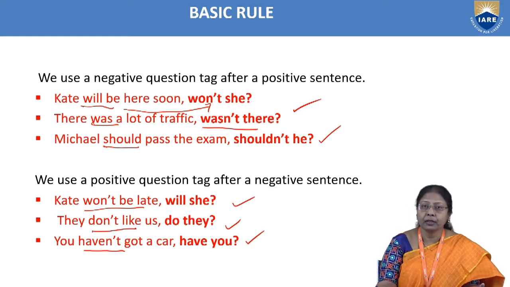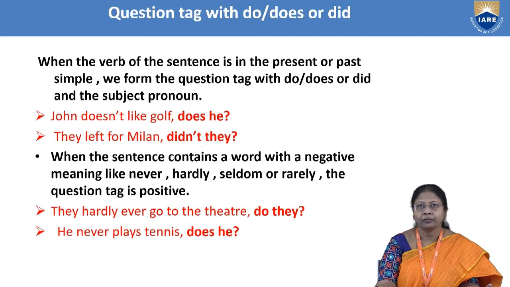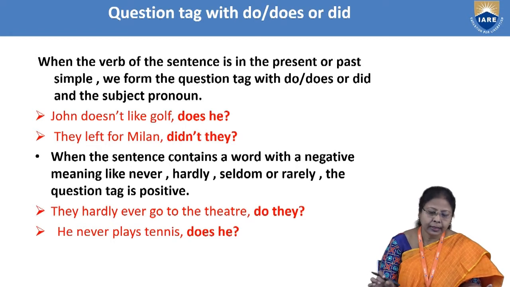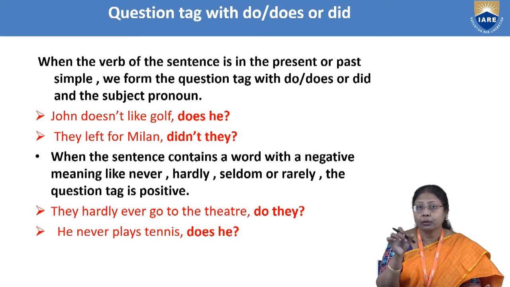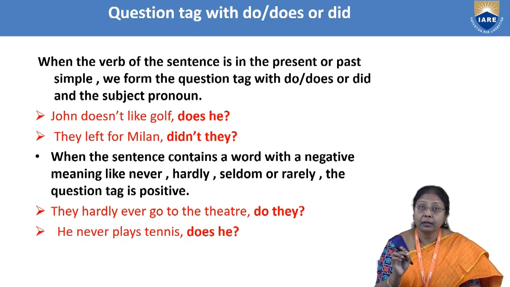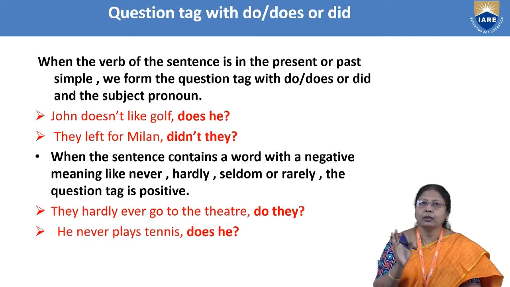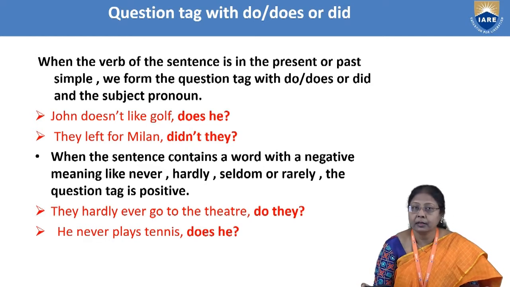Though we have a few exceptions, those exceptions we'll discuss in a later slide. And the next rule is question tags with do, does, did. How can you identify whether the sentence belongs to do, does, did? That is simple present tense and simple past tense. When the verb in a sentence is in simple present or simple past tense, we form the question tags with do, does, did only. There is no other explanation for this.